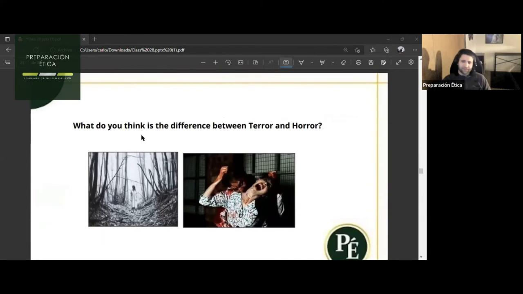What do you think is the difference between terror and horror? Have you ever thought about that? ¿Habían pensado en eso? So there is a very important difference between terror and horror. Can you write it in the chat? Your ideas about this one?